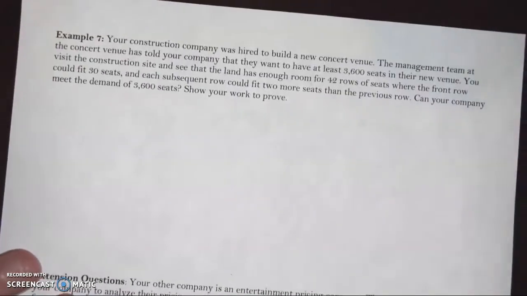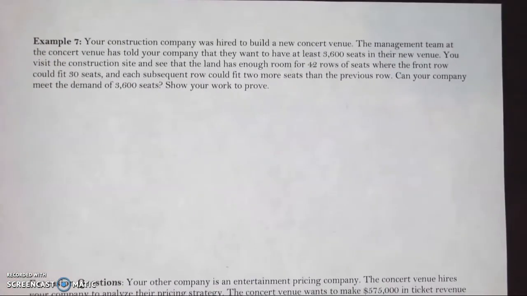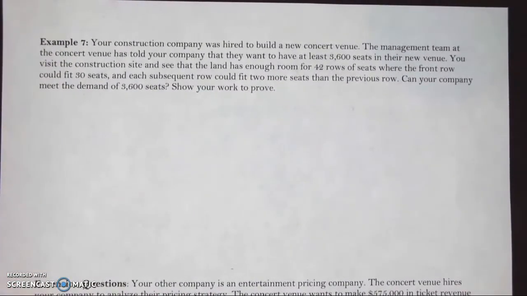And we're off to the next side of our notes. Now we get into some things that actually could be useful here. A couple cool problems. Example 7, you can read: your construction company was hired to build a new concert venue. The management team told your company they want at least 3,600 seats. You survey the land and say, based on our calculations, you can have 42 rows of seats. The first row could fit 30, and each row back from that would fit 2 more seats than the previous row. Can your company meet the demand of 3,600 seats?